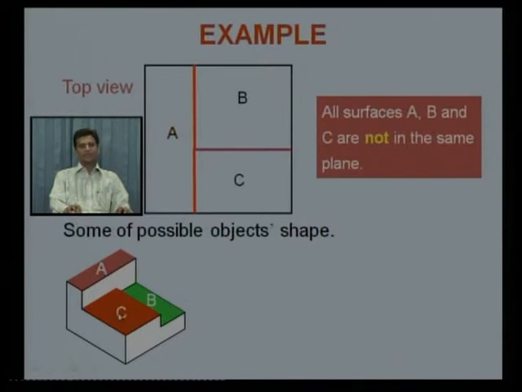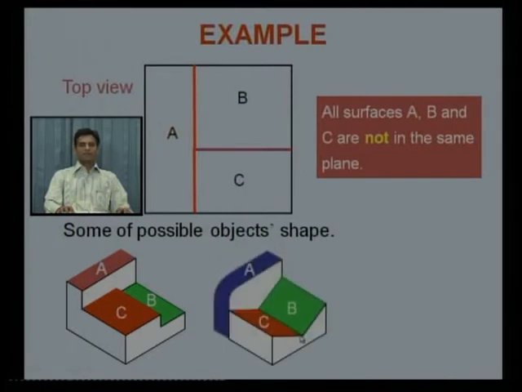From this possibility we can draw its missing views: right hand side view, left hand side view, top view, bottom view, or any view, or rear view. This is the second possibility. Yes, it could be like this. If the object is drawn like this, then its top view would be a rectangle as A, B could be like this, and C could be like this.